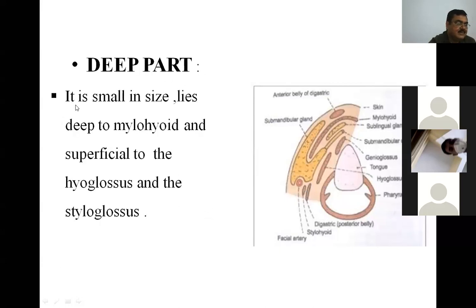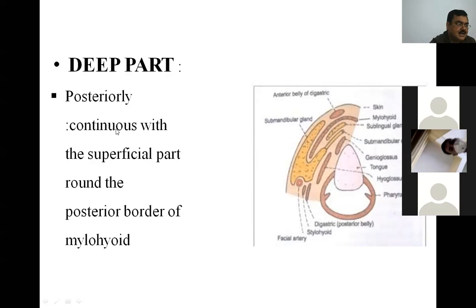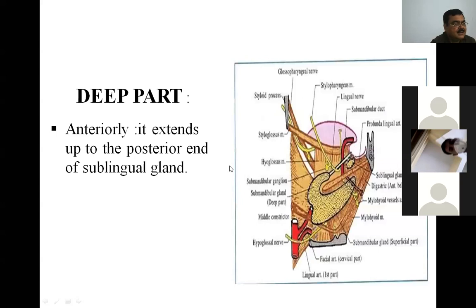Deep part. That was the superficial part. Now you can see this part. This is the deep part. This part is small in size and lies deep to the mylohyoid muscle and superficial to the hyoglossus muscle. This is the hyoglossus muscle. It lies between hyoglossus and mylohyoid. इन दोनों के बीच में ये deep part है. And posteriorly, it continues with the superficial part around the posterior border of the mylohyoid. इसके चारों ओर ये पीछे से घूम के superficial से कनेक्ट हो जा रहे हैं.